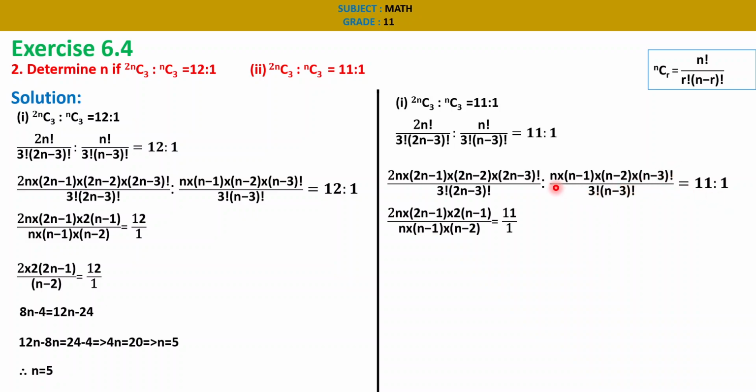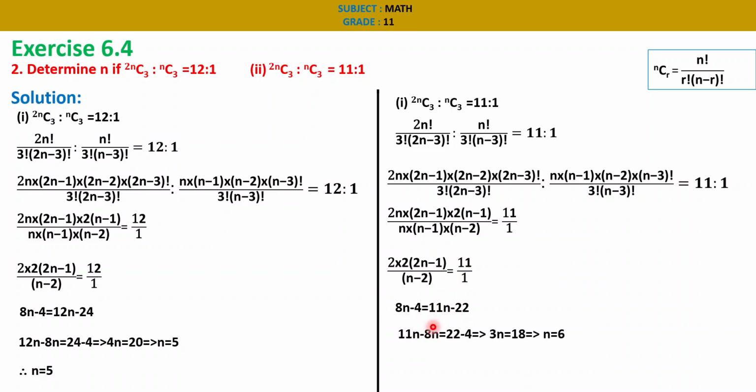We will cancel here n minus 3 and 2n minus 3. Then we are going to get 2n into 2n minus 1 into 2 into n minus 1 divided by n into n minus 1 into n minus 2 is equal to 11 divided by 1. That is 2 into 2 into 2n minus 1 divided by n minus 2 is equal to 11 divided by 1. That is 4n minus 8n minus 4 is equal to 11n minus 22.